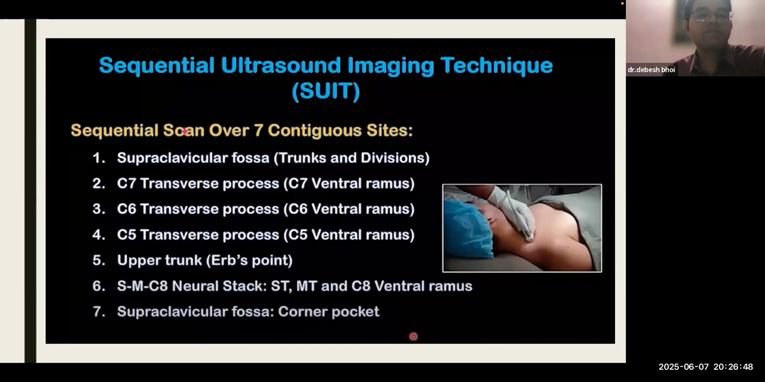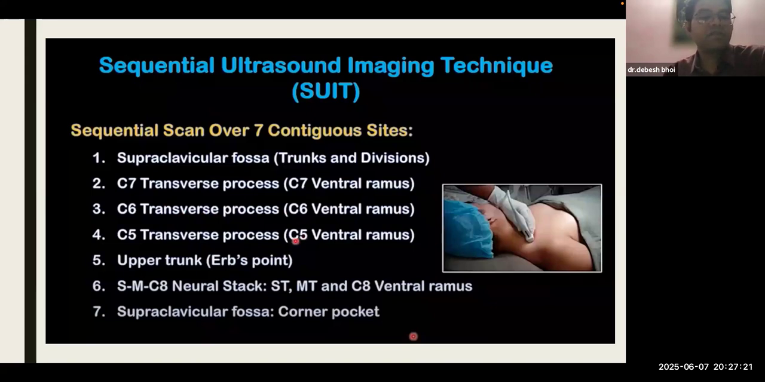The sequential scan covers seven contiguous sites, starting from the supraclavicular fossa. That means your scanning starts after positioning the patient. You start from the supraclavicular fossa, where you identify the trunks and divisions of the brachial plexus. The second step is identification of the C7 ventral ramus by the C7 transverse process, which has only a posterior tubercle. This is a very important landmark. Third is the C6 transverse process, with its most prominent anterior tubercle, the carotid tubercle, so that the C6 ventral ramus can be identified.